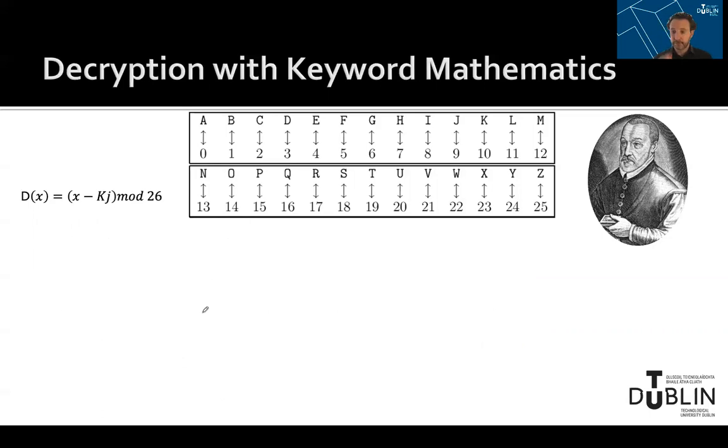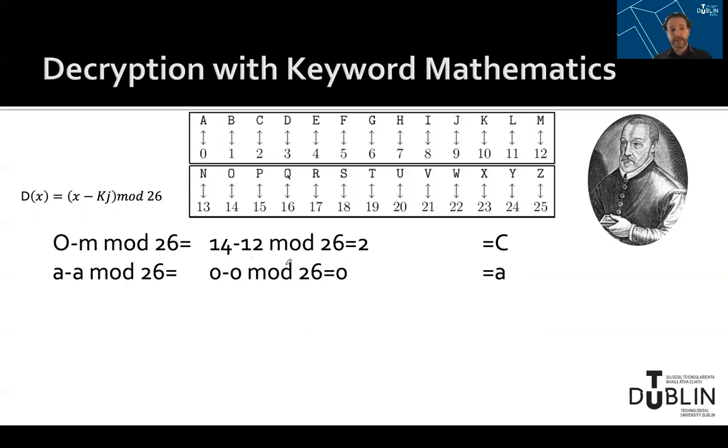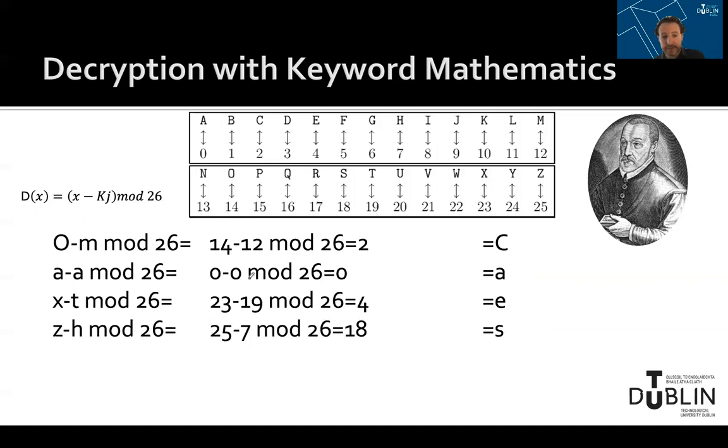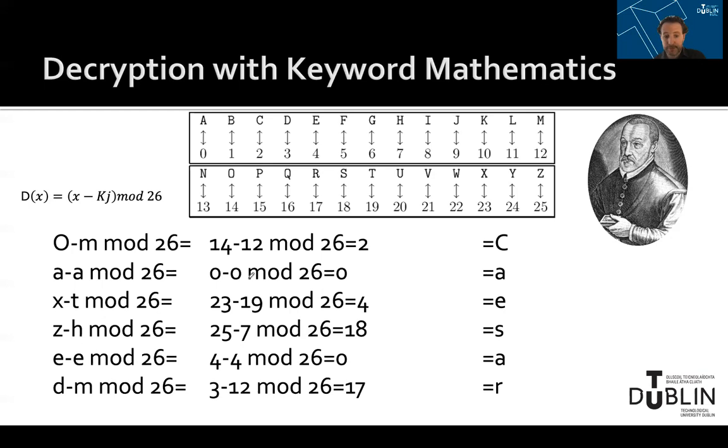So decrypting, you just subtract the keyword. O minus M, 14 minus 12 gives you C. A minus A, mod 26, gives you A. X minus T gives you E. Z minus H, S. E minus E, 0. T minus M, A. So here we are encrypting and decrypting using this keyword.